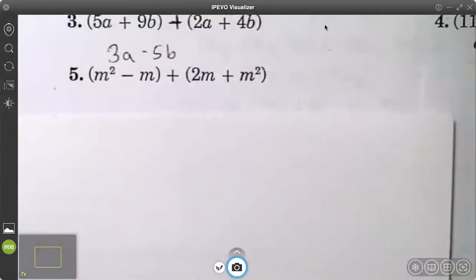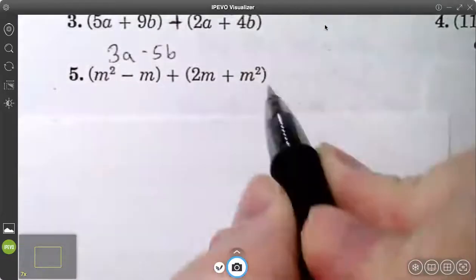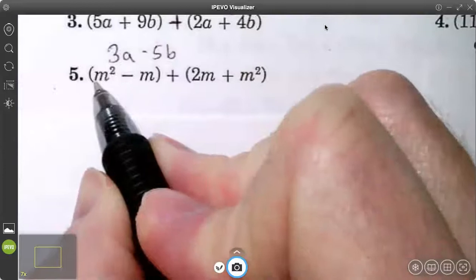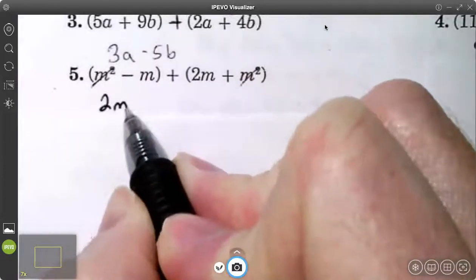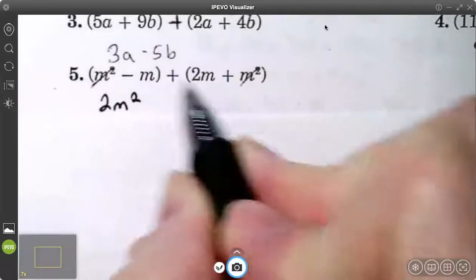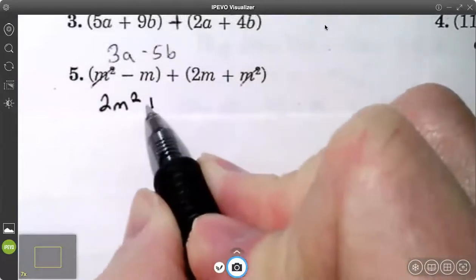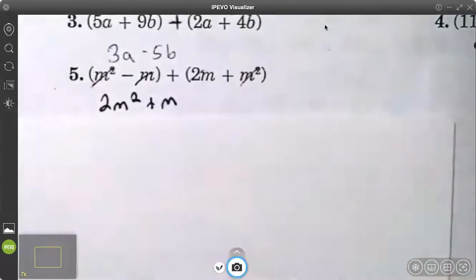Try number 5. Number 5 is addition, so you just combine like terms. Start with your biggest degree, which is 2. You have 1m squared plus 1m squared, which gives you 2m squared. You have negative 1m plus positive 2m, which gives you positive 1m. Binomial, degree of 2, leading coefficient of 2.